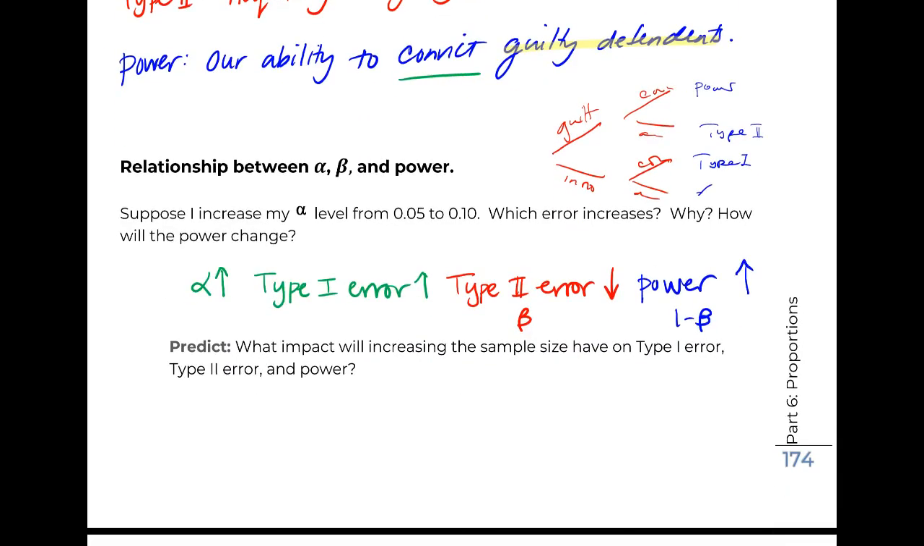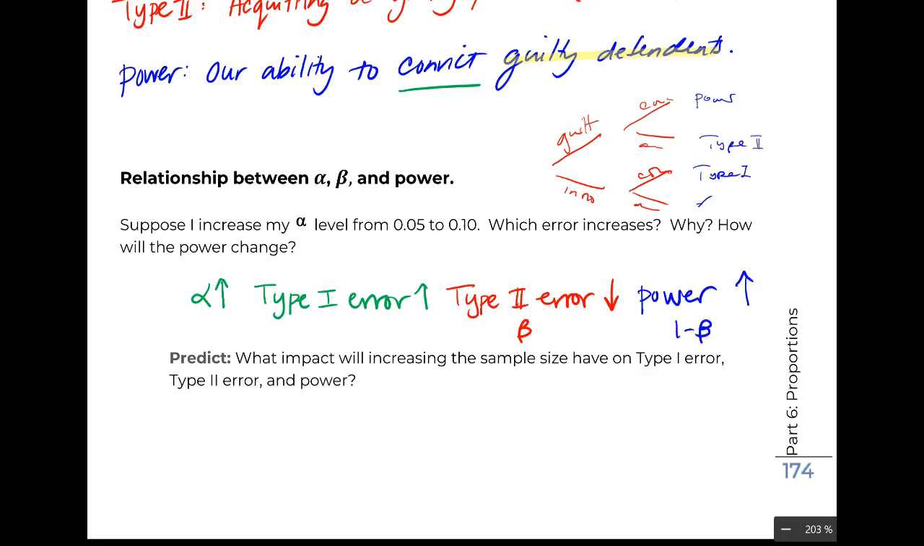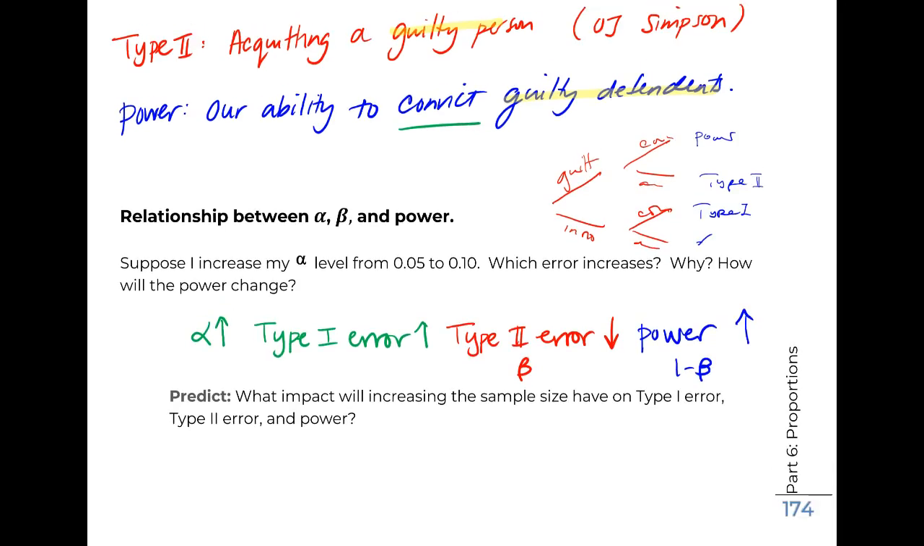And then our last thing here, I think last, yep. What will the impact of increasing our sample size have on these errors? Well, increasing our sample size can't impact our alpha. Our alpha is a set value, so this will stay the same. This is what we set ahead of time. So changing our n doesn't do anything for that. But otherwise, increasing our sample size, all good things happen.